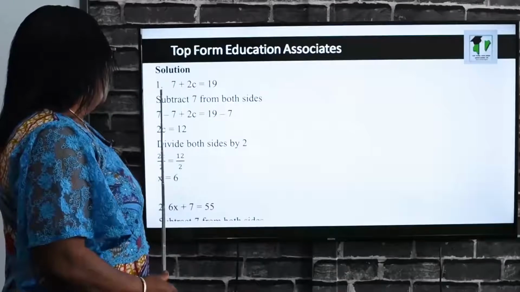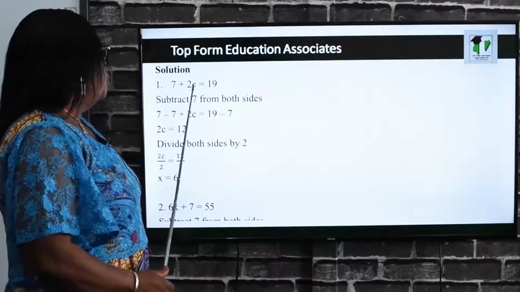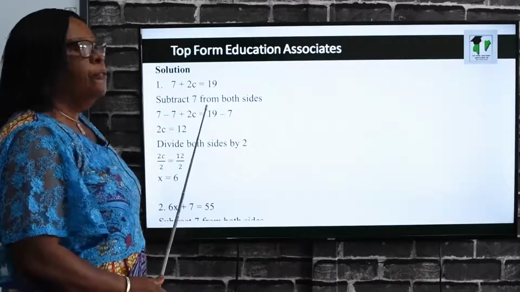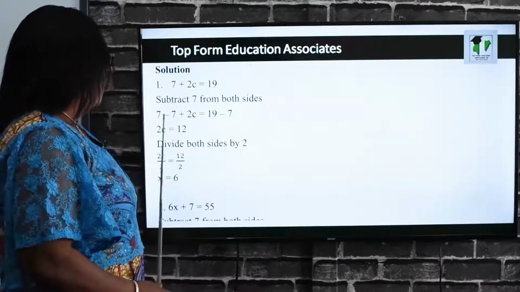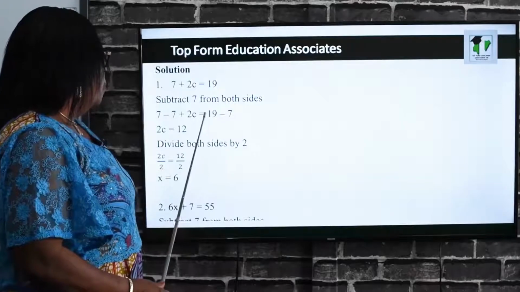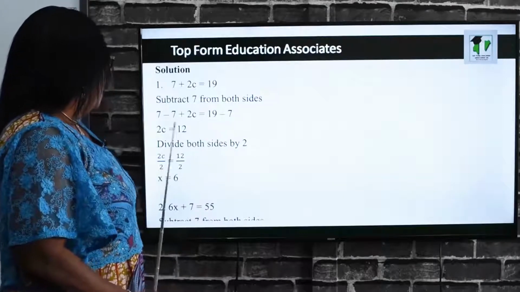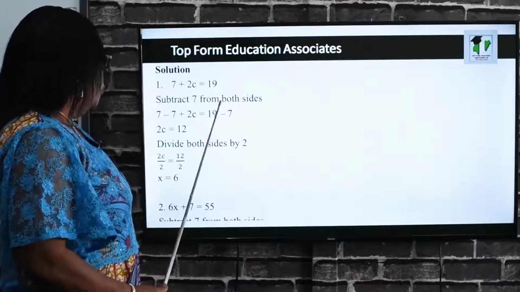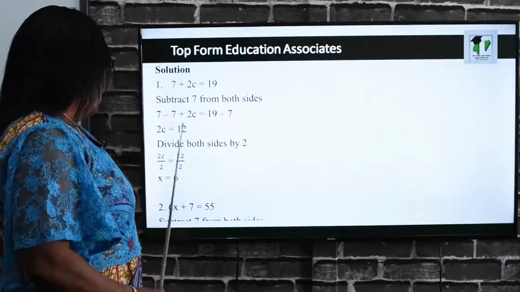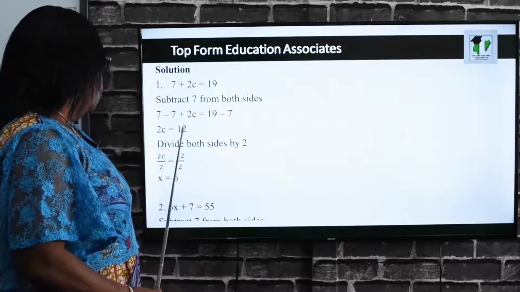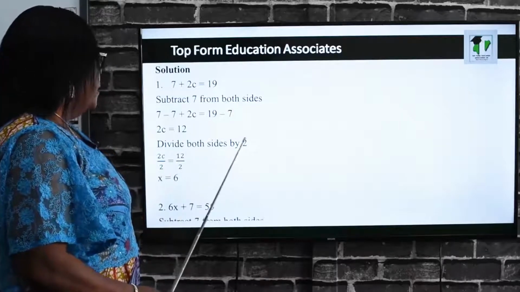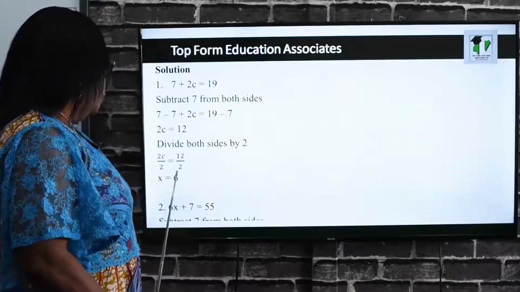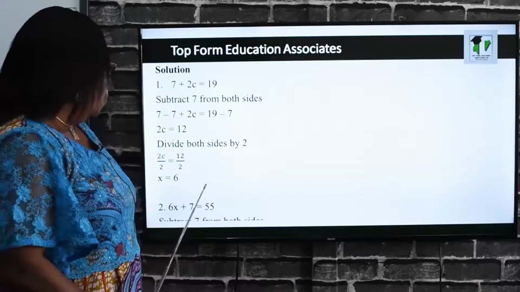Solution. 1. 7 plus 2c is equal to 19. So we are subtracting 7 from both sides to have 7 minus 7 plus 2c equals 19 minus 7. 2c is equal to 12 because 7 minus 7 is 0, and 19 minus 7 is 12. We divide both sides by 2. Have 2c over 2 equals 12 over 2, giving us that c is equal to 6.